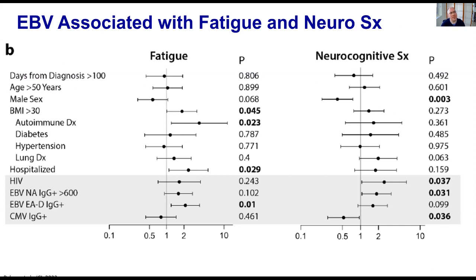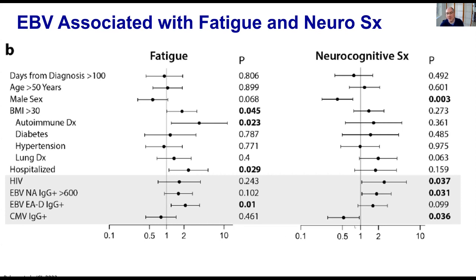So we took a deeper dive on this to look at different symptom clusters over time. We recently published this paper showing that high levels of either EBV nuclear antigen, which has been pegged with autoreactivity, or EBV EAD IgG, indicating recent reactivation, were positively associated with the risk of developing both fatigue and neurocognitive PASC over time. As does HIV, going back to our prior observations.